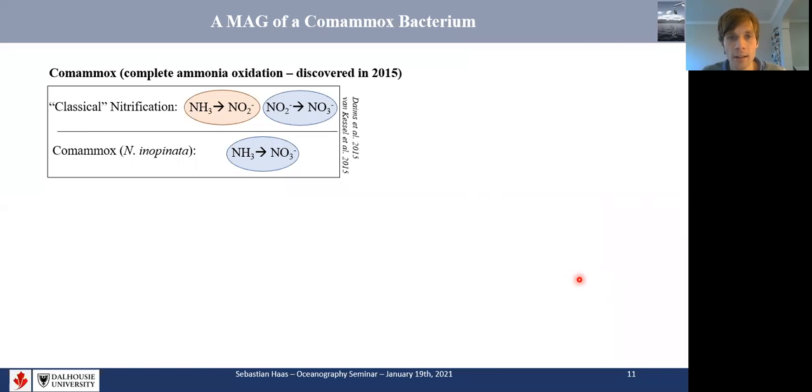A second line of research that came out of this 2019 paper on Pow Lake was to look at nitrification. And part of this is that we found a MAG that probably represents a comammox bacterium. So to remind you, comammox is this newly discovered type of nitrification where one organism, Nitrospira inopinata, can do the entire oxidation from ammonia to nitrate.